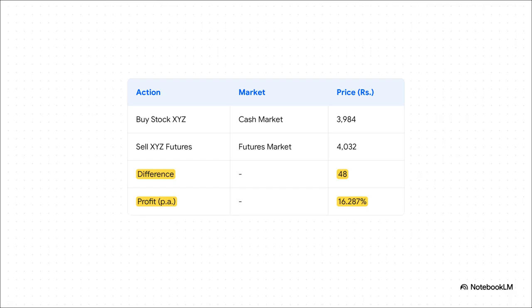Now, things get really interesting when this formula gets out of whack. Just look at this example. The futures price is way higher than it should be compared to the spot price plus the carry costs. This creates what we call an arbitrage opportunity.